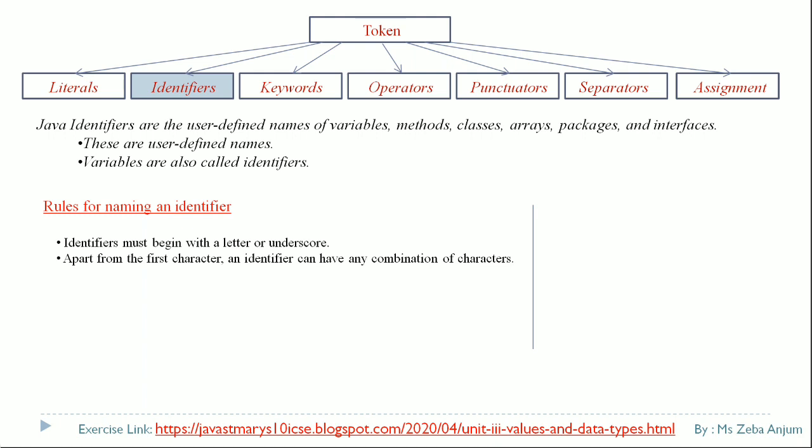Apart from the first character, an identifier can have any combination of characters. The first character is fixed, that is, it should be either a letter or an underscore. But after this letter or underscore, you can have any combination of characters for naming an identifier.